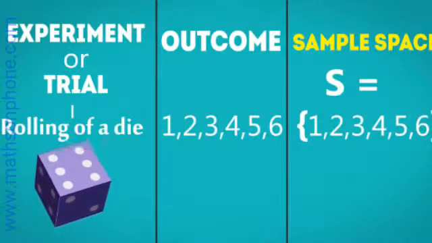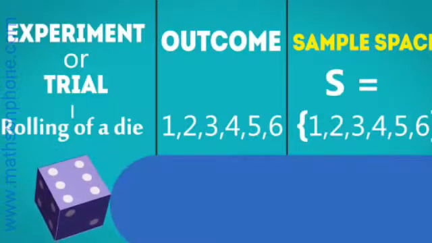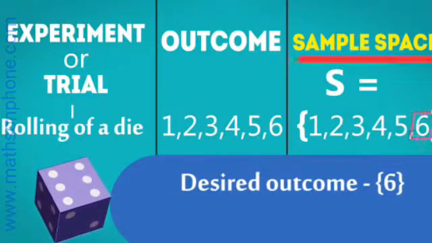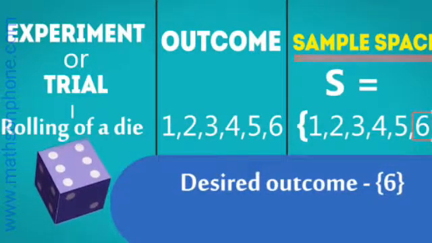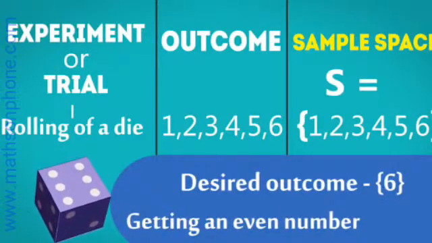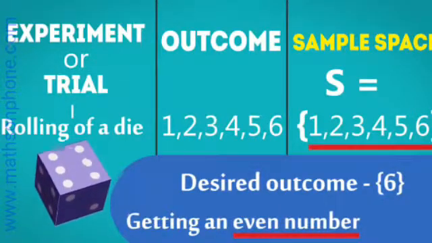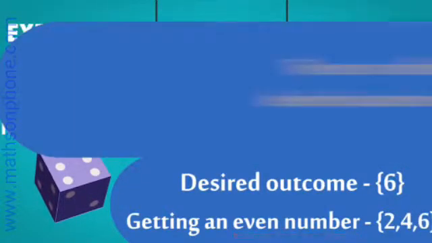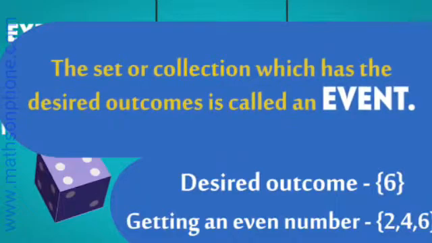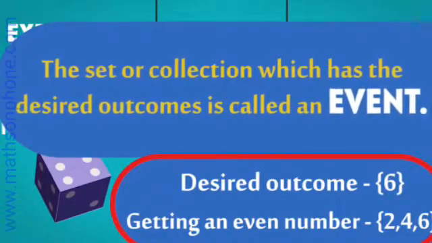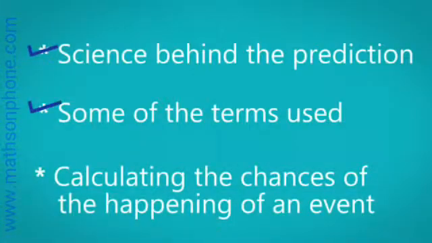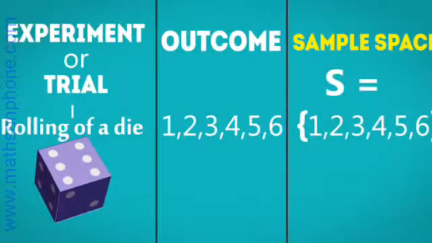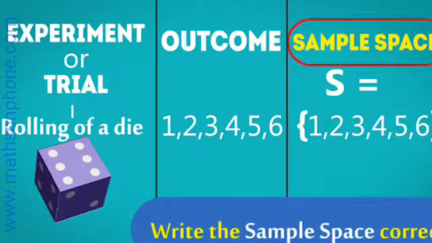When a dice is rolled, a desired result could be something like getting a 6, that is just the outcome 6 in the sample space, or getting an even number, which will have the even numbers from the sample space, that is 2, 4 and 6. The set or collection which has the desired outcomes is called an event. To calculate our probability correctly, it is very essential that we write our sample space correctly.